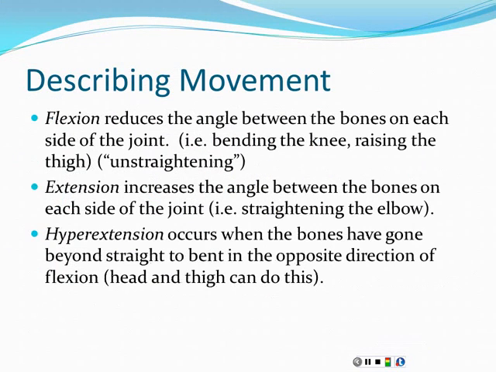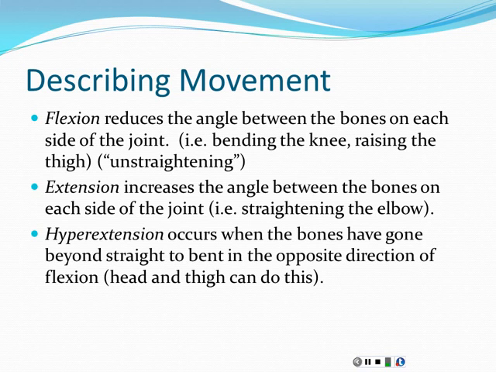So first up, flexion and extension. Flexion is the reduction of an angle between two bones. All right, so what does that mean? If you've got a bone here, and you've got a joint, you've got another bone here, this is the angle we're talking about. If we are reducing that angle, that's flexion. Another way to think of it is unstraightening. If you're unstraightening a joint, you're flexing it.